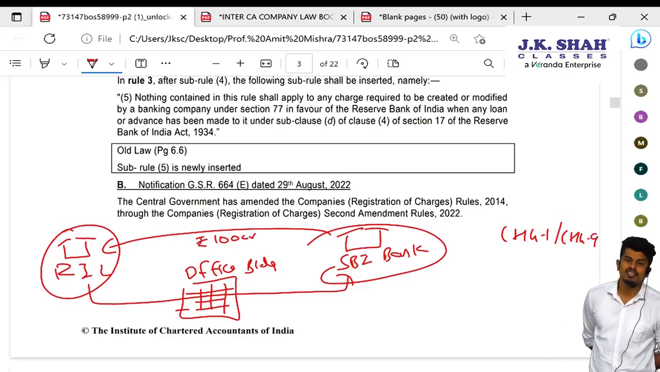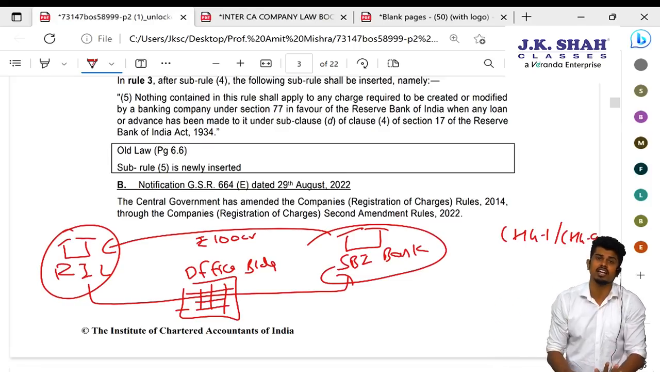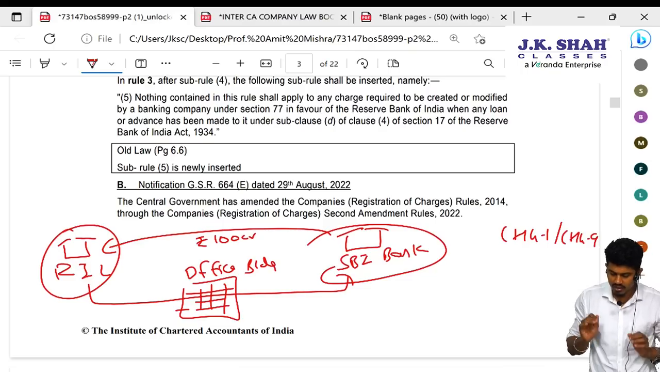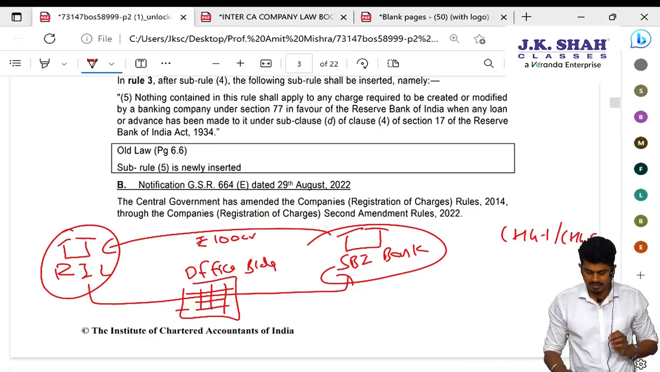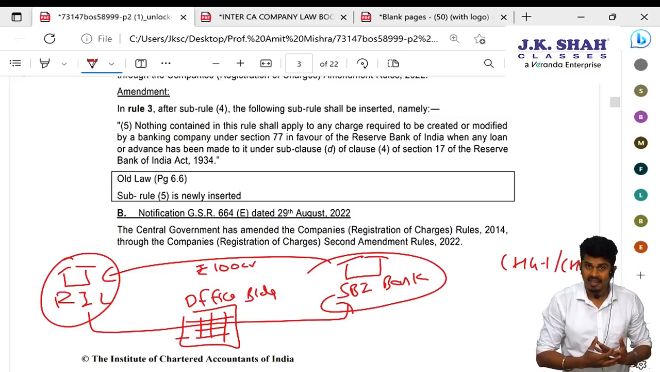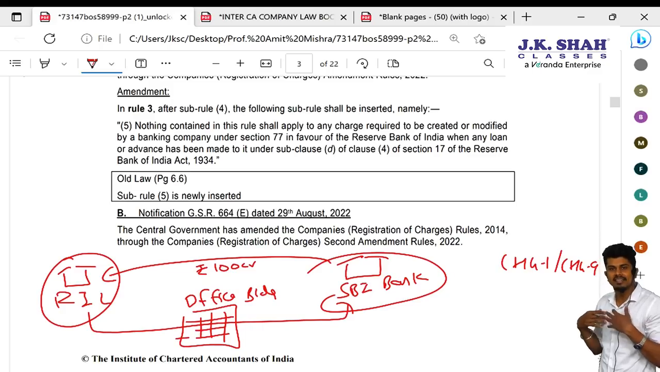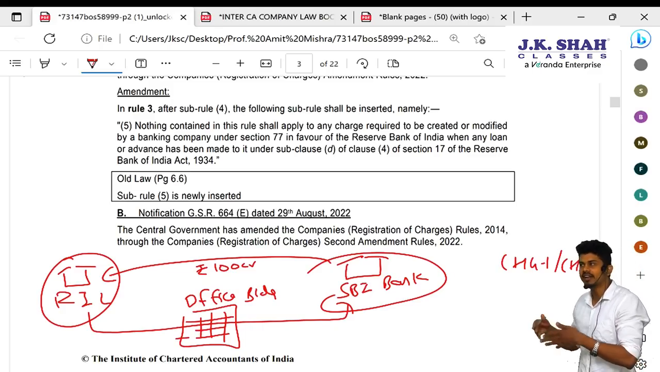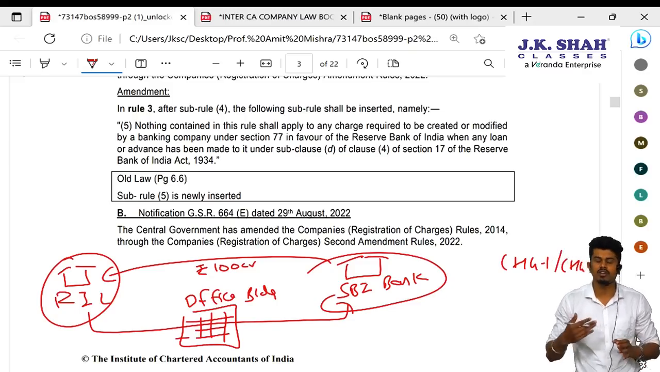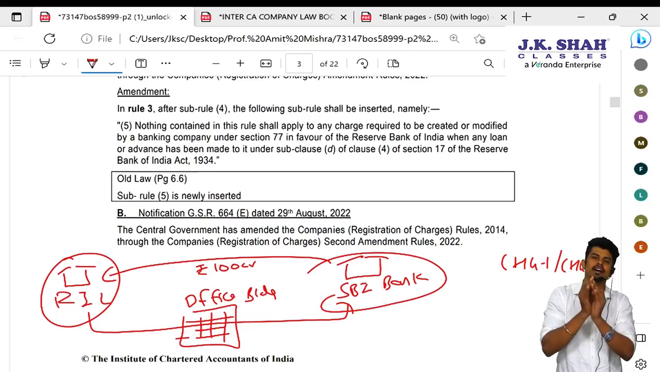Reliance Industries Limited will file form CHG1 or CHG9. All of you know CHG1 is the application for registration of charge, and CHG9 is also an application for registration of charge, but in case of debentures. In case of what? Debentures. Simple. So now the amendment is, if the borrower is a bank and the lender is RBI, and the bank has kept something as security in favor of RBI, then the provisions of CHG1, CHG9, that is the requirement of registration of charge, will not apply.